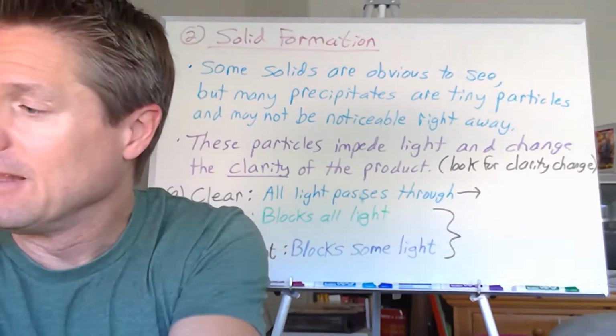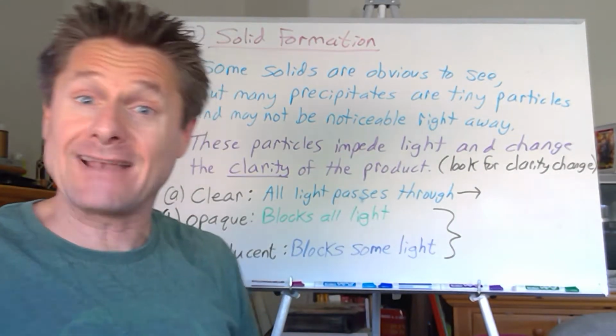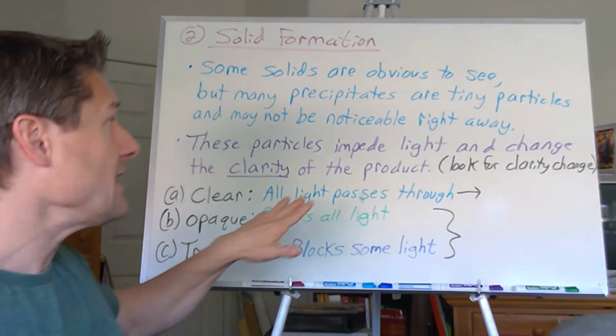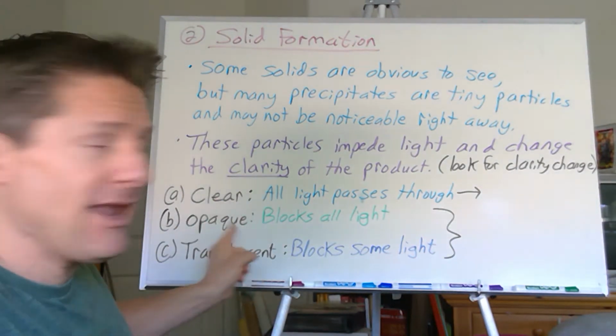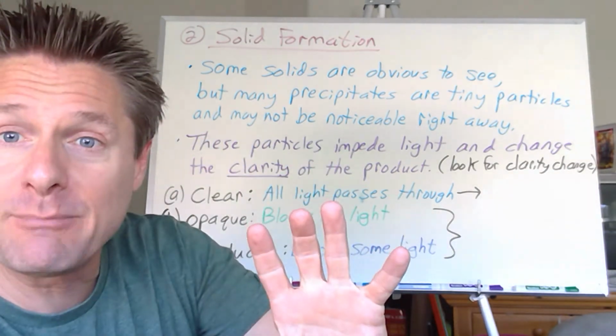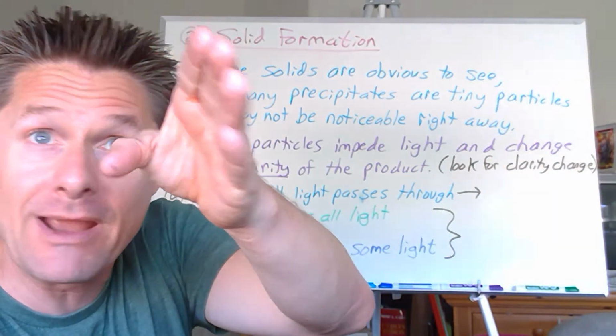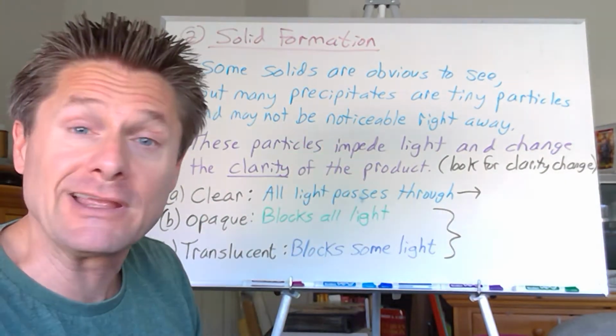Mix them together into a test tube or whatever. How well can I see through that, right? Is light getting through? Now, what we're looking for with clarity is one of three answers: clear, opaque, or translucent. So clear means all light passes through. Like I'm looking through this window right now. I can see fine details through it. All light's getting through. That's perfectly clear.